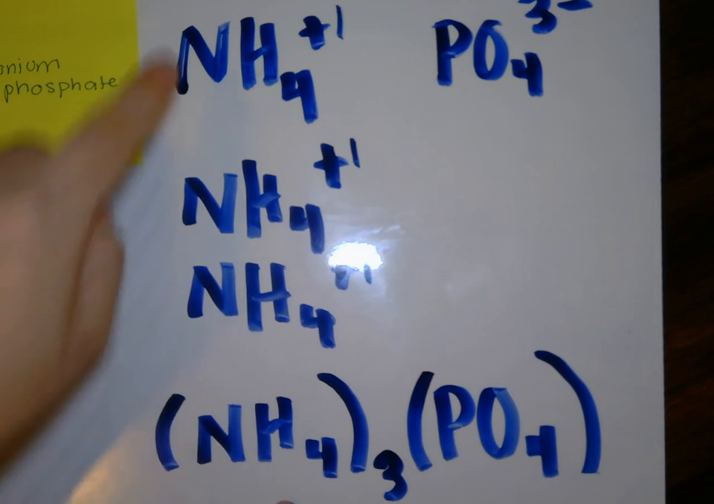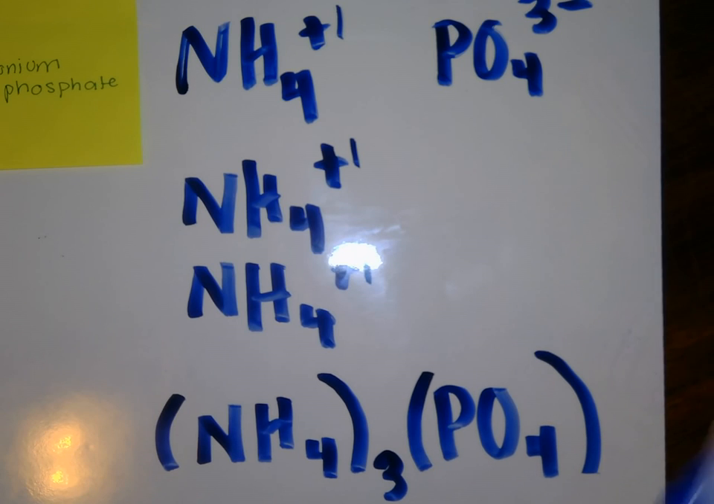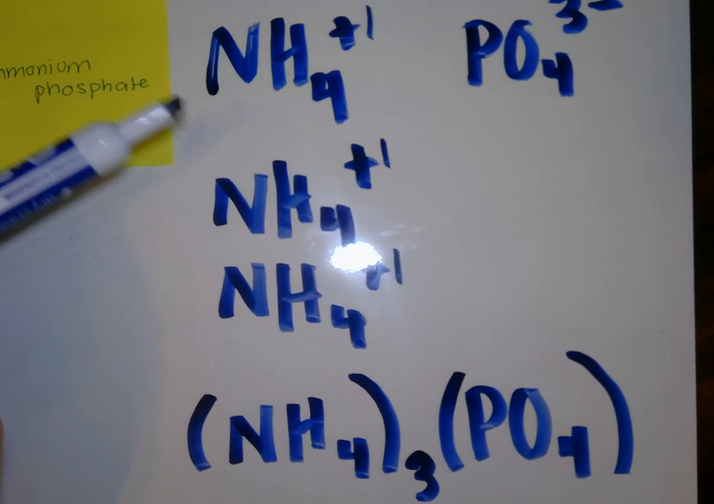So I got 3 ammoniums, 1 phosphate ion, and when you put those together, the charge of this whole thing becomes 0. And that is how you draw your formulas or write your formulas based on the name.